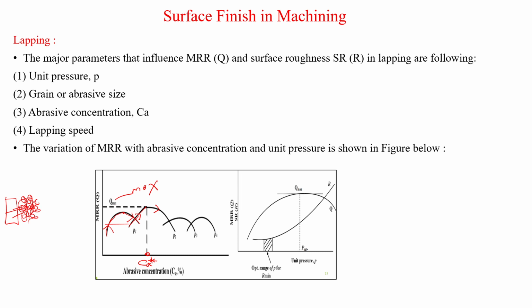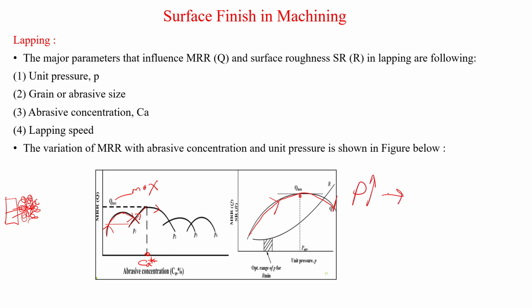Okay. Also, we can see the variation of MRR and SR, surface roughness, with the unit pressure. So first we'll talk about MRR. You see, MRR is Q. You can see when we increase the pressure, Q increases, and after a particular point, which is called P optimum, it decreases again. So what happens when you increase the pressure?